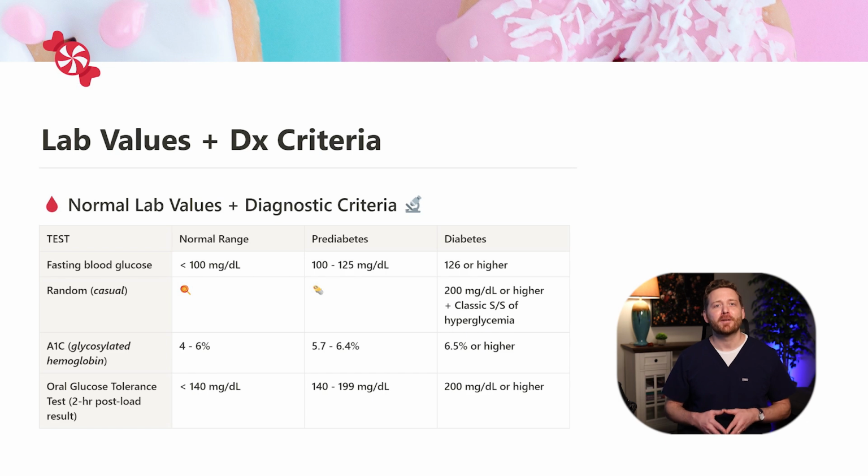Keep these figures in mind for prediabetes diagnosis. An A1C of 5.7 to 6.4%, fasting blood glucose of 100 to 125, and an OGTT of 140 to 199. Alright, now that we're familiar with the lab values to monitor, let's shift our focus over to the signs and symptoms of hypoglycemia.